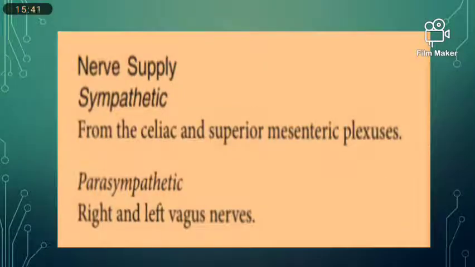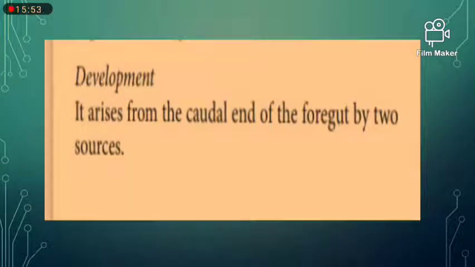Nerve supply. Sympathetic nerve supply is coming from the celiac and superior mesenteric plexus, and the parasympathetic supply is coming from the right and left vagus nerve.